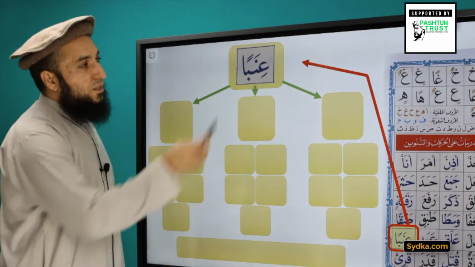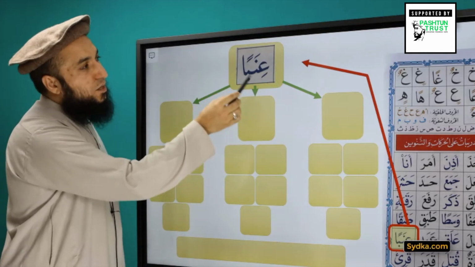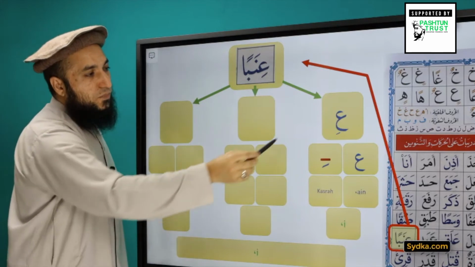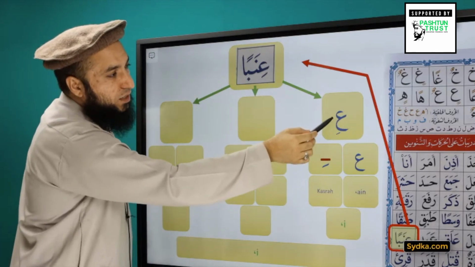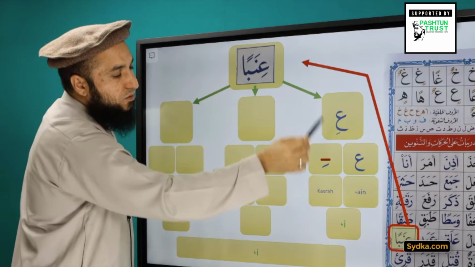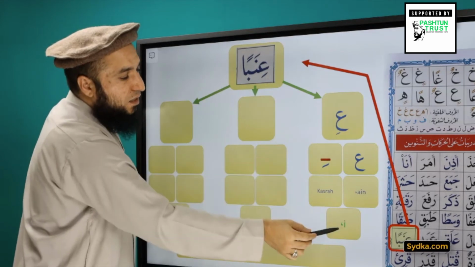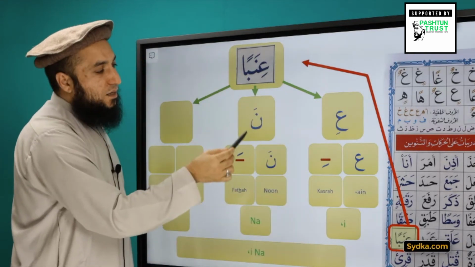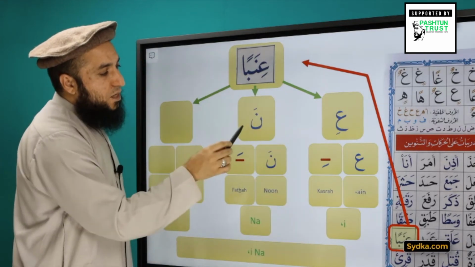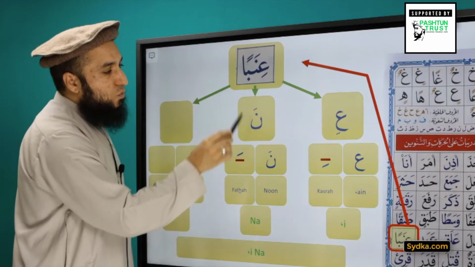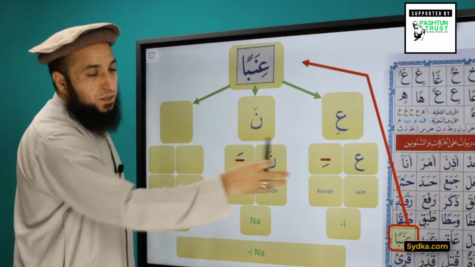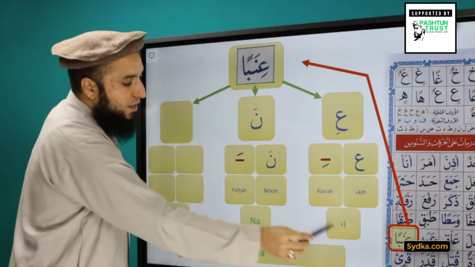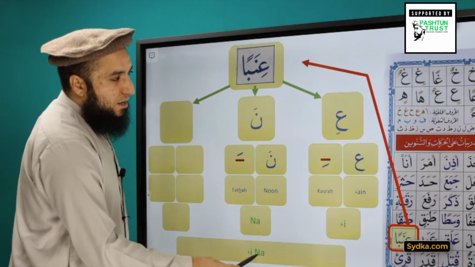So the next word we have is inaban. It has three syllables, but the final alif is silent here. The first one is ayn kasra'i. Ayn is not silent here, and we have kasra. Ayn kasra'i. The second syllable we have is noon fathana. Noon is not silent and we have fatha on it. Noon fathana. So if we combine these two syllables we have aina, aina.